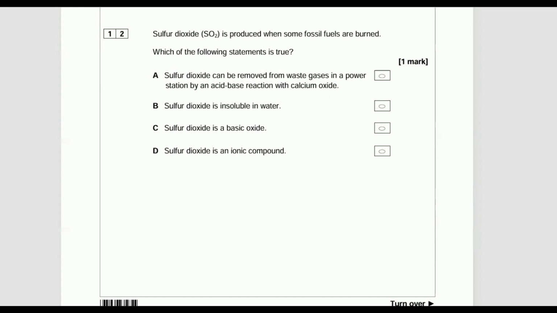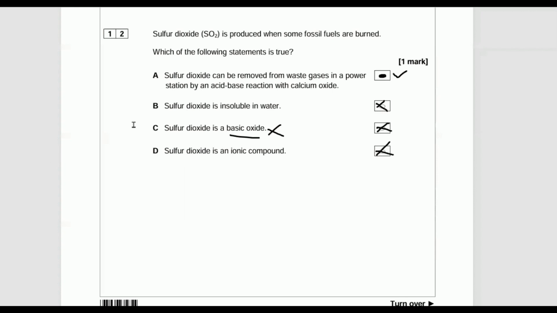And yes, you can neutralize sulfur dioxide, because any non-metal oxide tends to be acidic, whereas metal oxides are basic. You should know that, alkali metals, etc. Sulfur dioxide is insoluble in water? No, it's soluble in water. It forms acid rain. Sulfur dioxide is a basic oxide? No, we just said metal oxides are basic, like sodium oxide, not non-metal oxides like carbon dioxide, nitrogen oxides, and sulfur dioxide. They're all acidic and form acid rain. Sulfur dioxide is ionic? No, it's covalent. They're both non-metals. So we know all of these ones are wrong. Yeah, that's right. Let's move on.